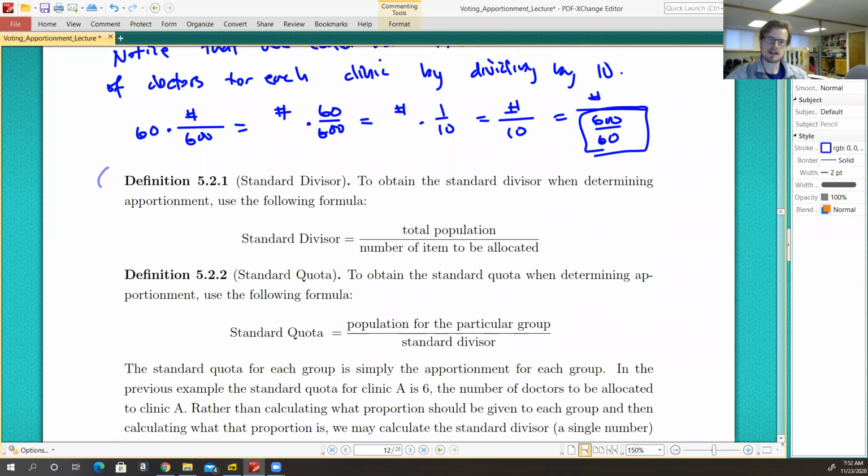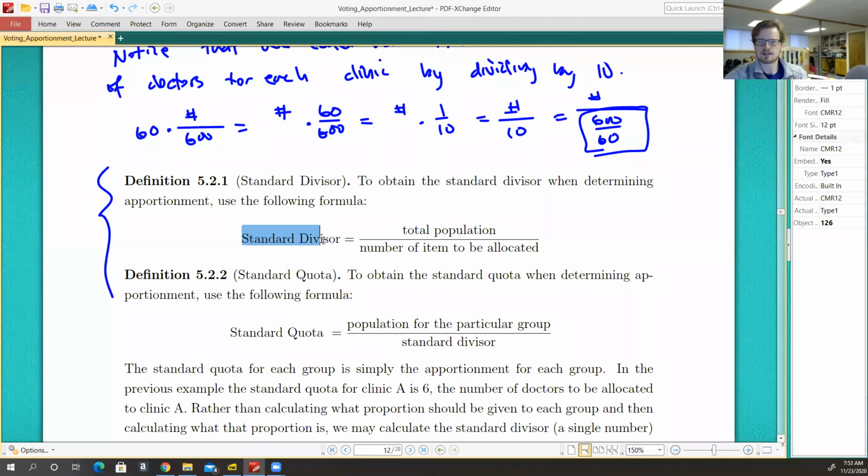So rather than calculating the percentage each time, what we can do is simply find the standard divisor: take the total population and divide it by the number of things to be allocated. That's this number here. So again, that's called the standard divisor.